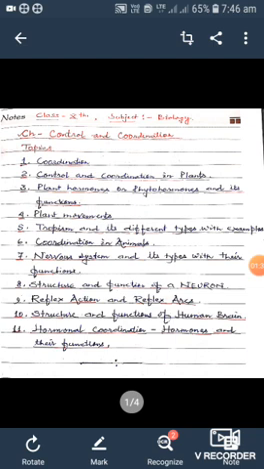The second word is coordination. Coordination means adjustment. The definition of coordination is the working together of various organs of the body of an organism in a proper manner or in a proper sequence to produce an appropriate reaction to a stimulus. So this is known as coordination.